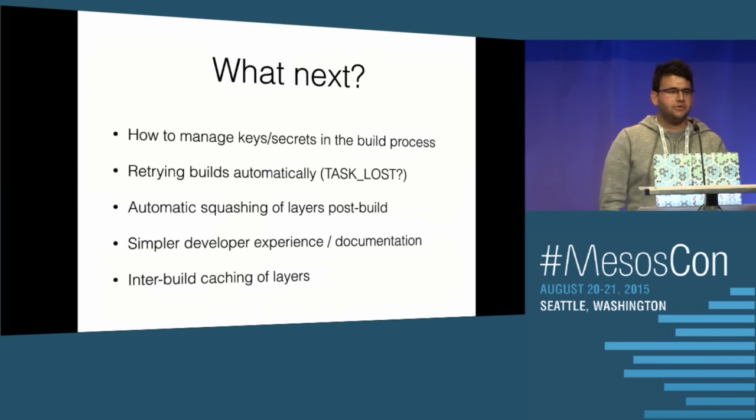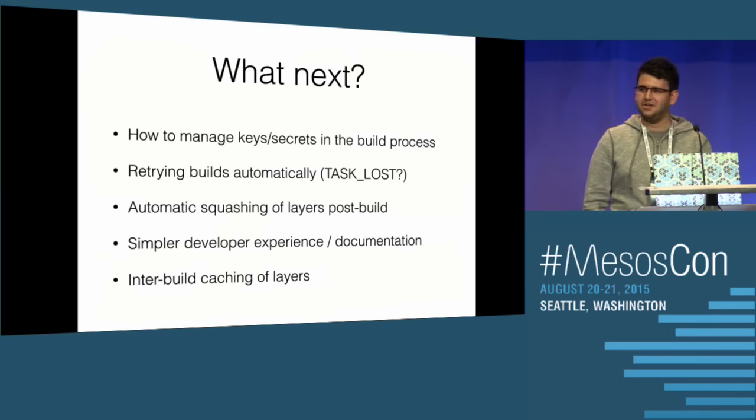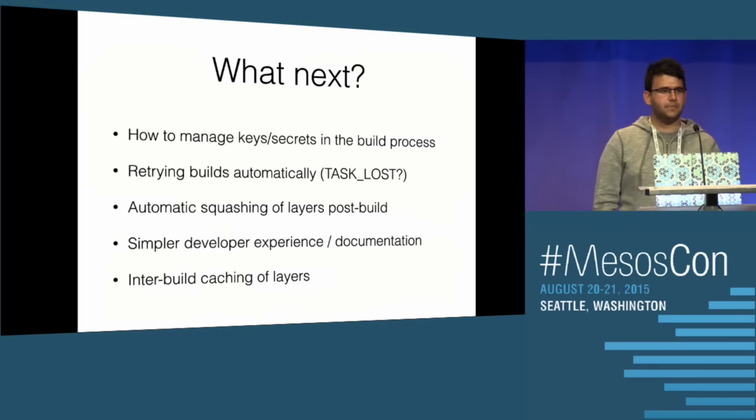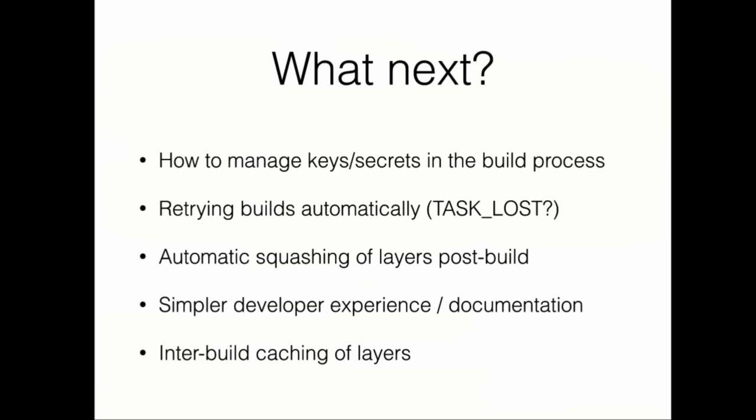There are a few things that we'd like to think about solving, and if anyone has looked into these issues, I'd love to talk to you, because these are things we haven't solved. First, how exactly you manage keys in the build process. This is a big one, for example, with code. We have some fairly crazy Jenkins SCM configuration that allows us to do private repository builds, but it's not ideal. It would be nice to be able to ship keys with your build and have them removed from the resulting image.